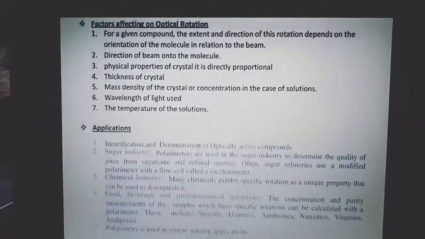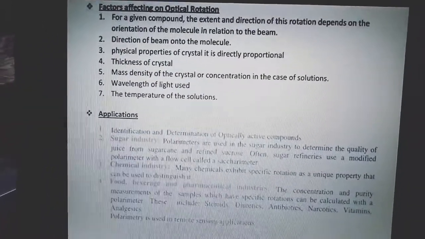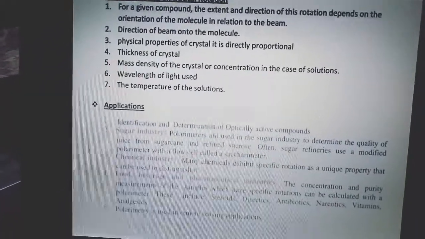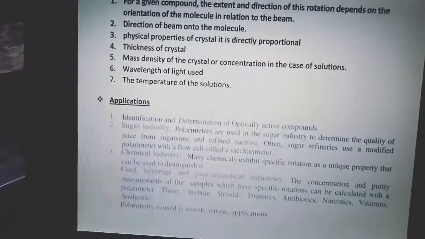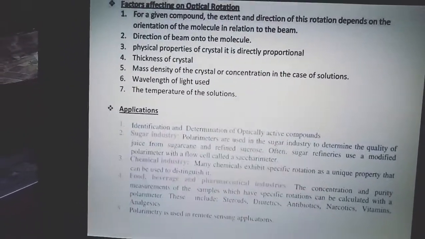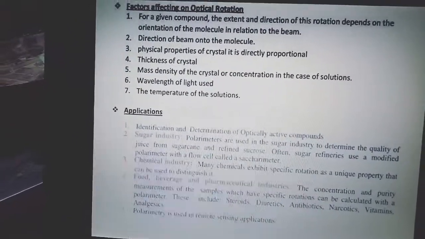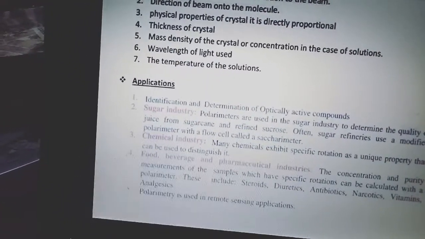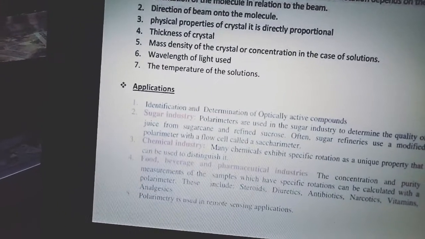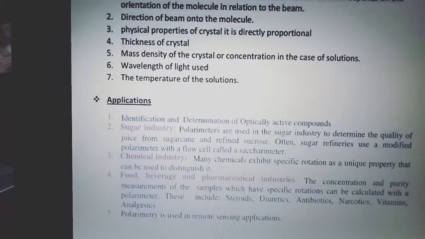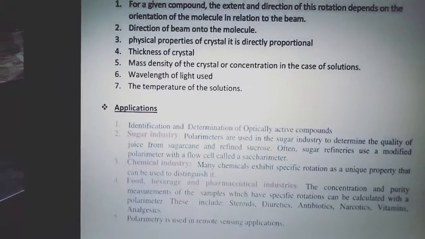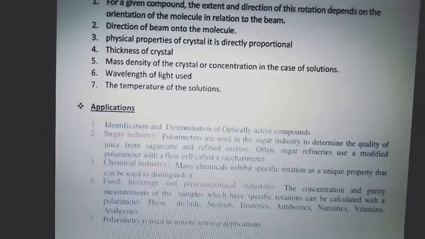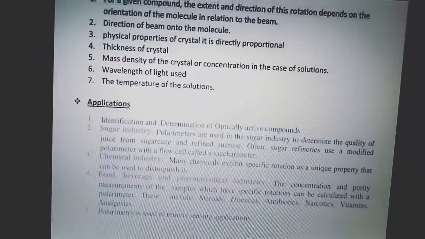And there are various factors which affect the optical rotation. Here, for the given compound, the extent and direction of this rotation depend upon the orientation of the molecule in relation to the beam, how the molecule is oriented, and second is the direction of beam on the molecule. Third are the physical properties of crystal, then thickness of the crystal, then mass density of the crystals, then wavelength of the light used, and the seventh one is temperature of the solution, meaning what is the temperature of the solution of which we are going to measure the optical rotation.